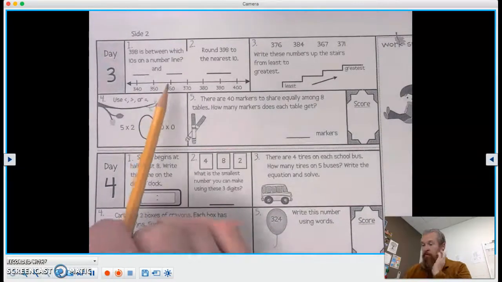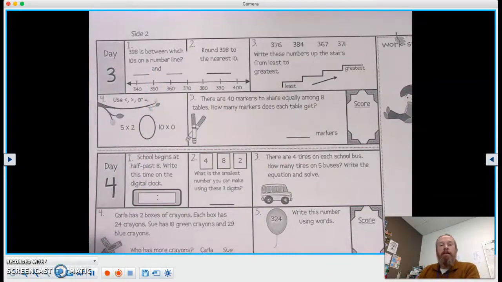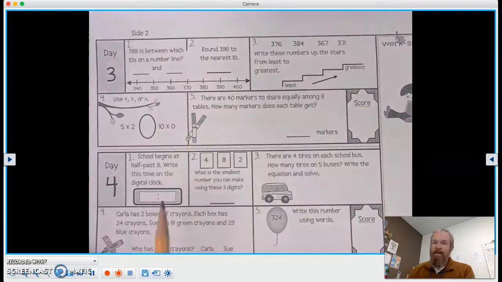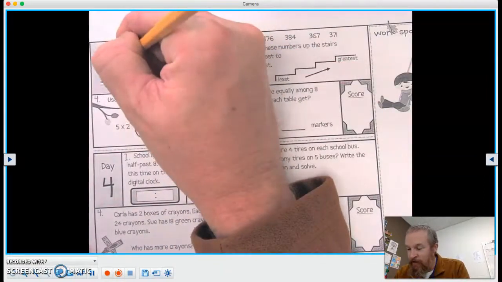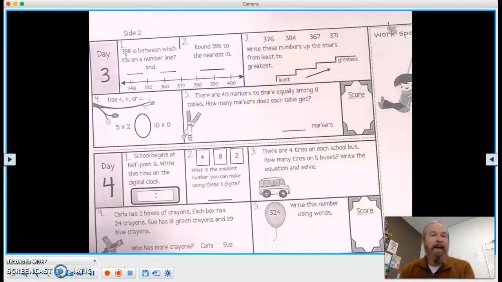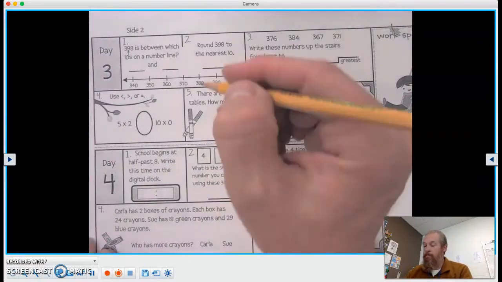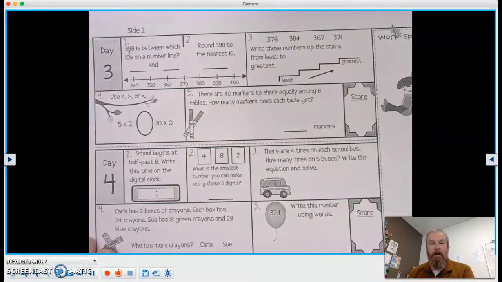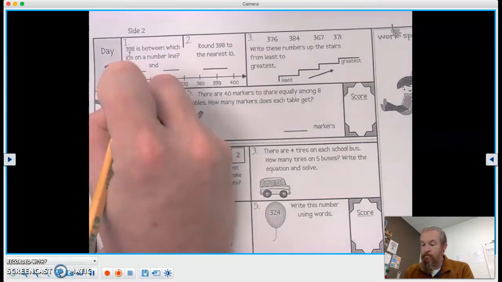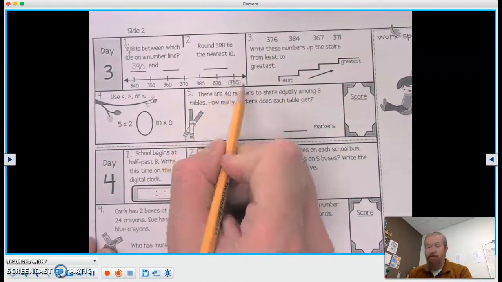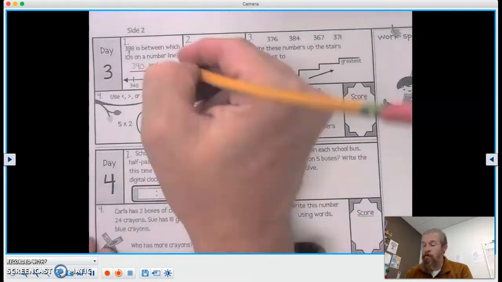We're going to start with doing some rounding here. It says 398 is between which tens on a number line? So again, it kind of tells us the answer, right? We look at our tens column, and I see a 9 there. So 390, that's the low one. And then one more 10 up is 400. Very good.